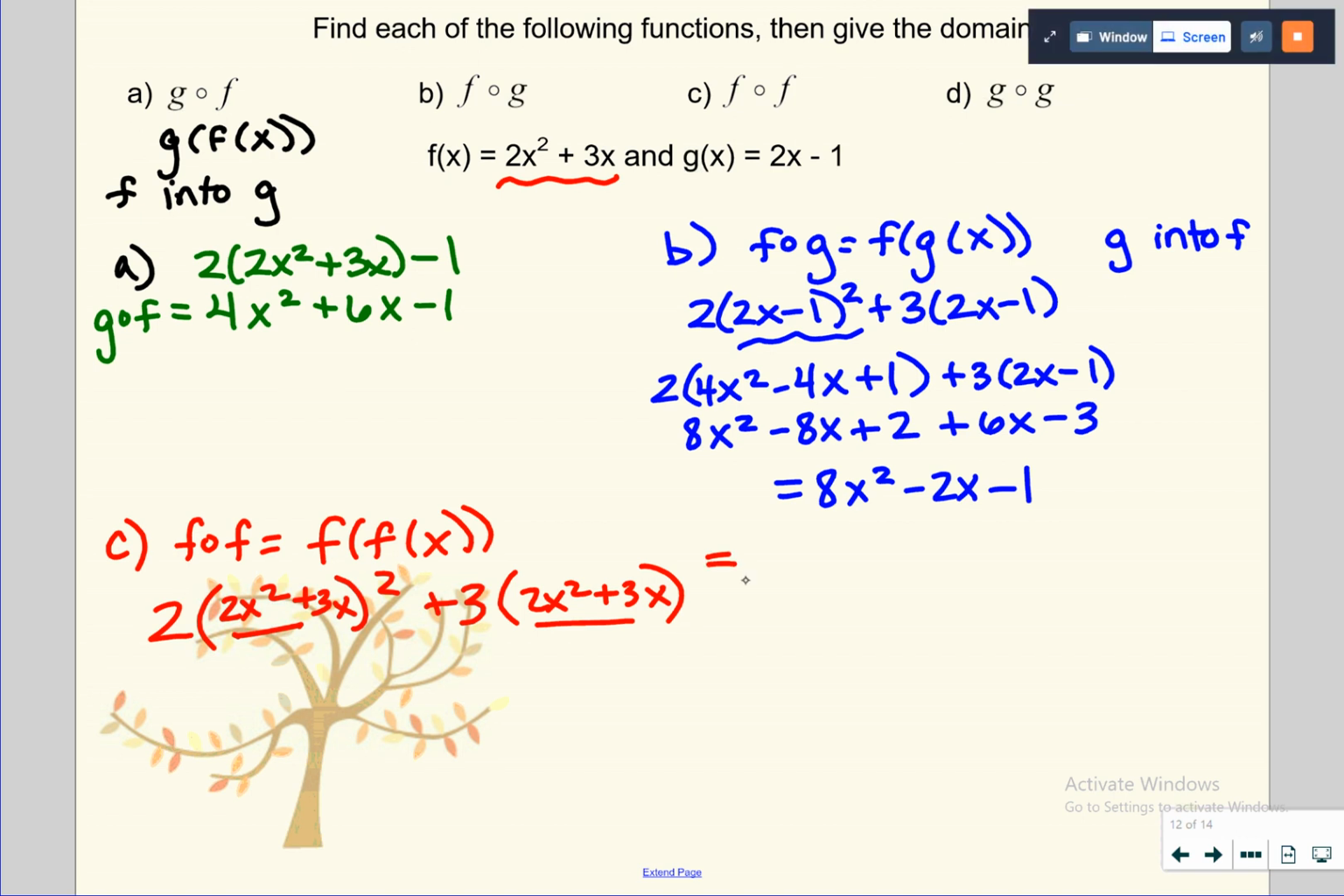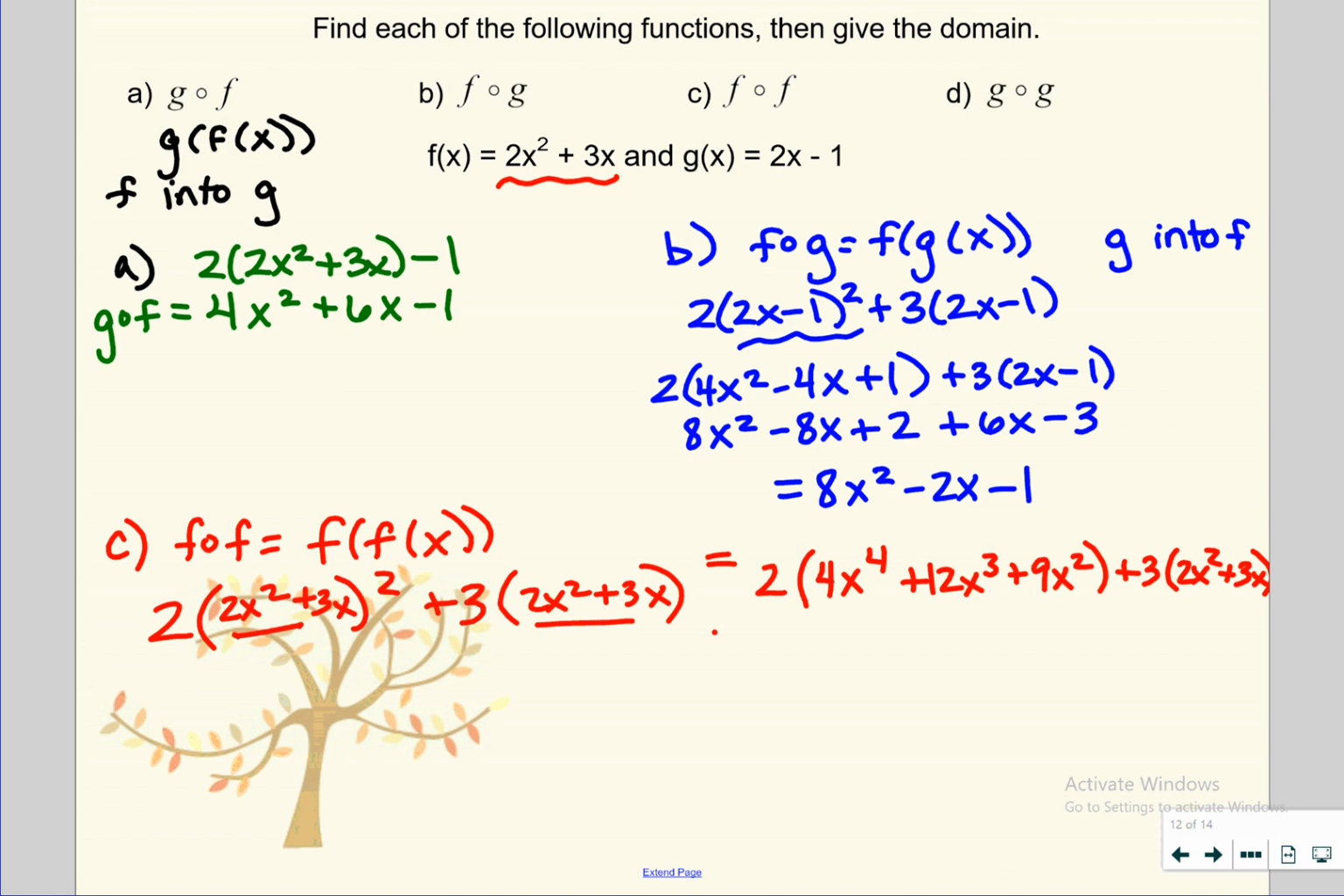Okay, so first thing I'm going to do is I'm going to FOIL. If I FOIL out 2x squared plus 3x, my first terms, 2x squared and 2x squared, are going to give me 4x to the 4th. My outside terms will be a 6x to the 3rd, and my inside terms will be a 6x to the 3rd. So that's a 12x to the 3rd. And then my last terms are 3x and 3x, so 9x squared. Plus 3 times 2x squared plus 3x.